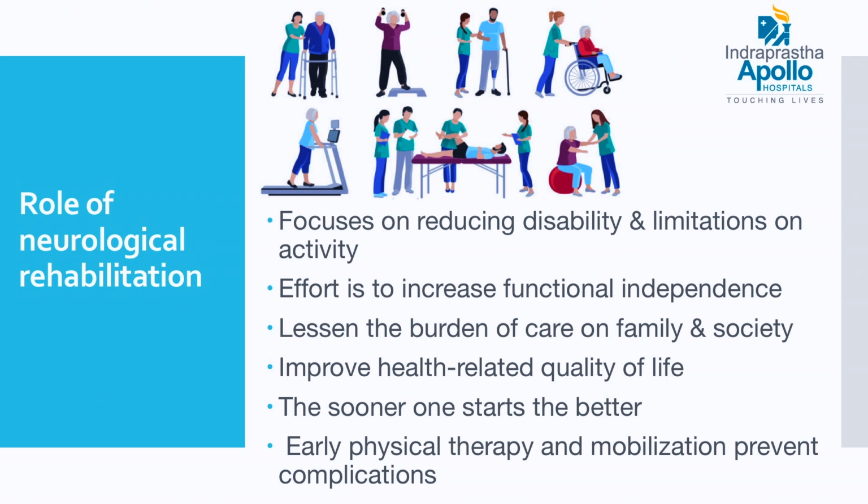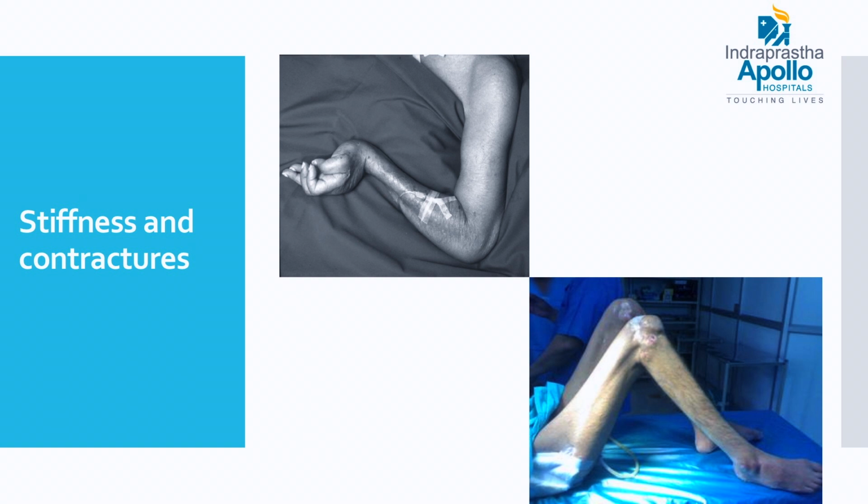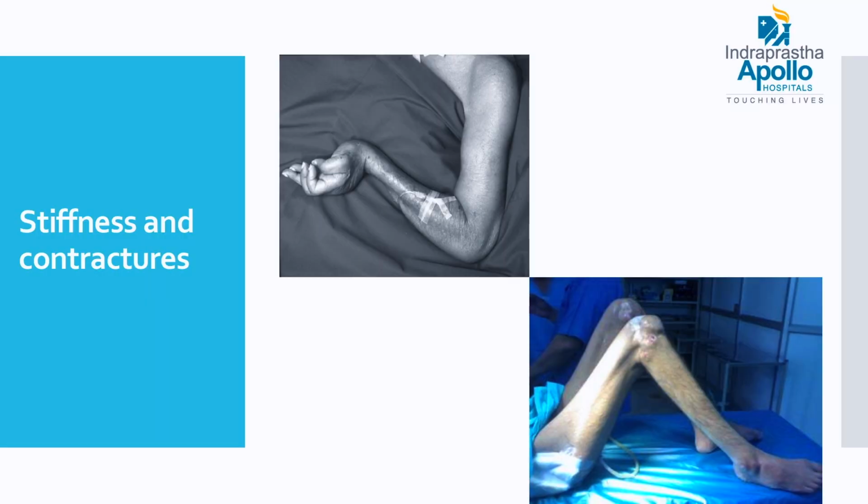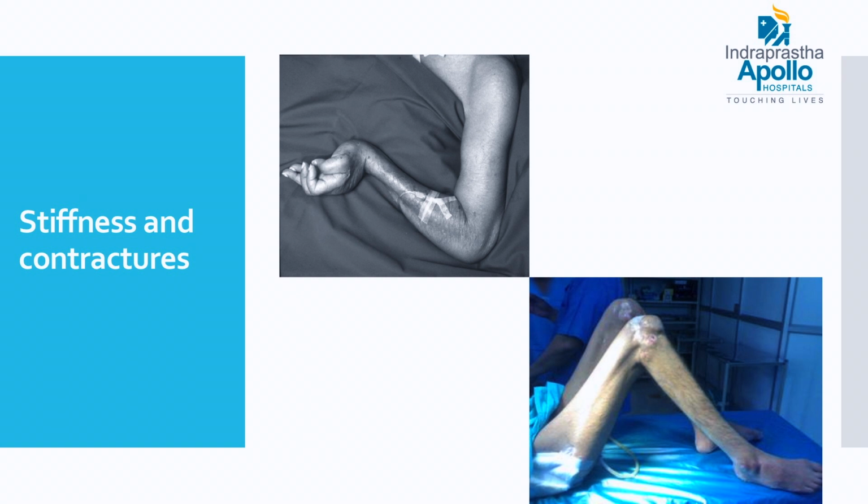And it's been seen that early physical therapy and mobilization prevents many complications. So I'll just mention some of the complications that can happen if you don't do physical therapy and rehab. One of these is stiffness. The paralyzed limb can become stiff, and if no physical therapy is done, the stiffness increases gradually, and it can come to a point where it becomes permanent, when it's called a contracture. So the limb becomes deformed, it will be held in a particular position.